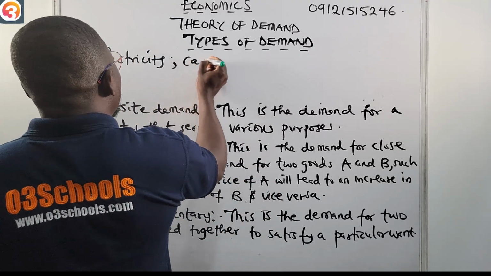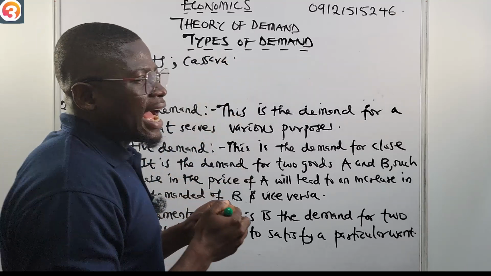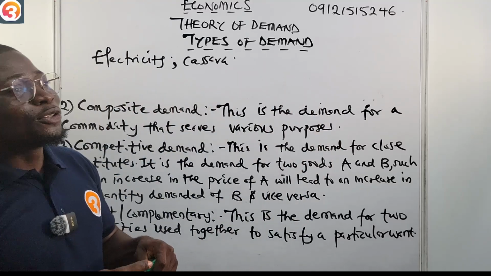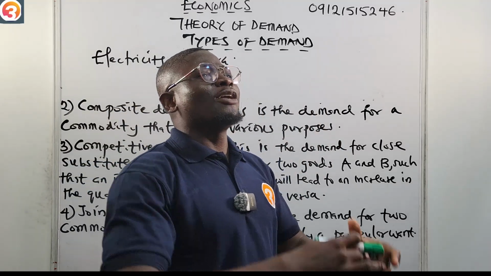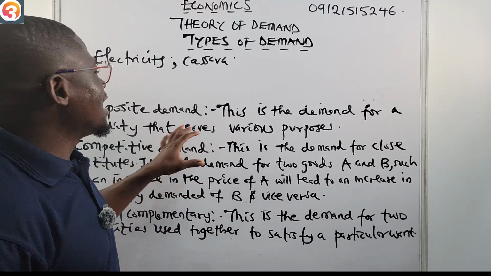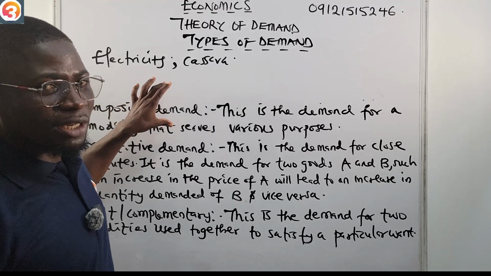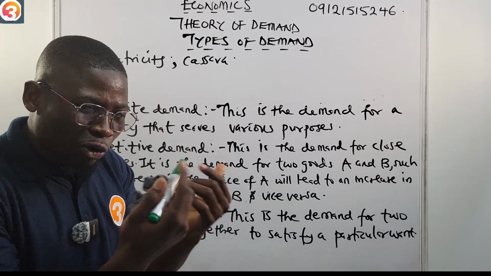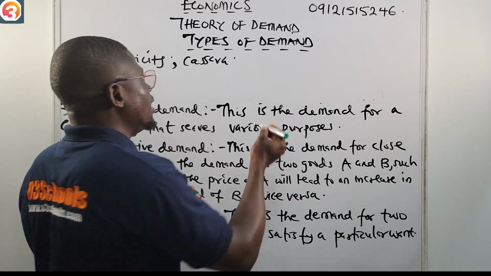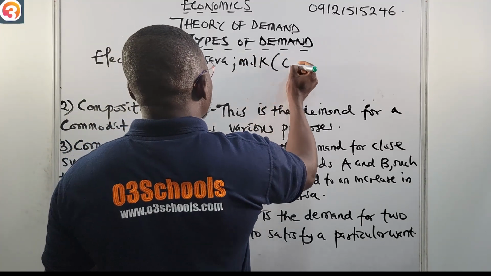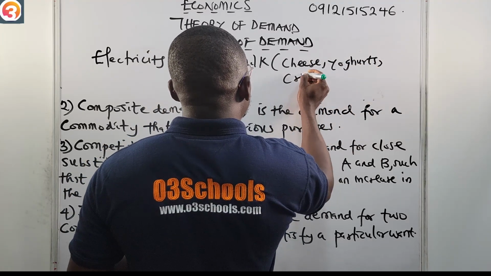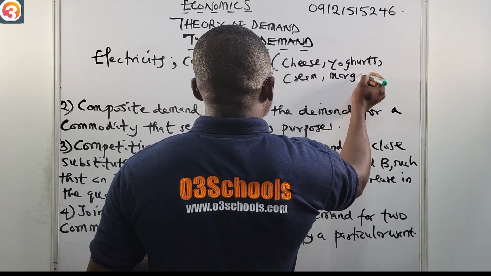Another example is cassava. You can use cassava to make garri. Some of you use cassava to make bobozi, some to make eba, some to do several things. Any commodity that serves various purposes is what we're talking about with composite demand. The demand for commodities that serve several or various purposes is composite demand. Another example is milk. You can use milk for cheese, yogurt, cream, and margarine.